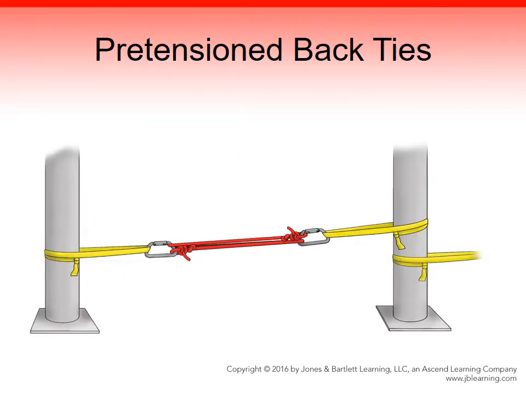Anchor systems often have inherent slack caused by the rope or webbing stretch and by flexing of the anchors. If such anchor systems receive shock loading, the elements could fail. One way to lessen the chance of shock loading is with a pretensioned tieback. A pretensioned tieback is a method of removing the slack in the back tie anchor system before it is loaded.